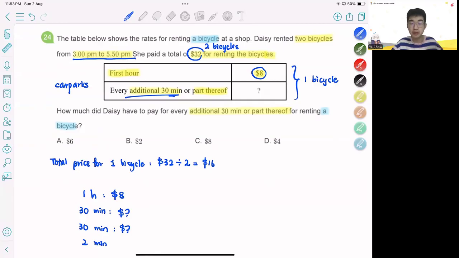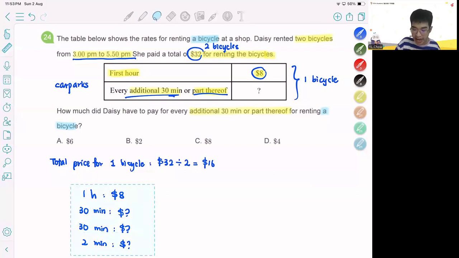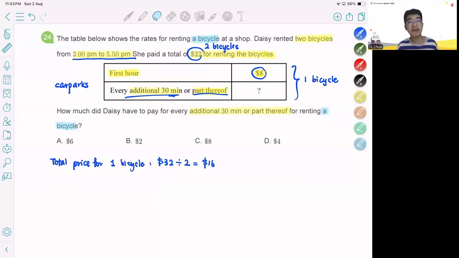Even if you park 2 more minutes beyond the previous 30 minutes, it will already trigger a new round of this certain payment, right? That's the meaning of "part thereof." Every 30 minutes, we start a new cycle. So now we need to come back to the question and analyze the time range.